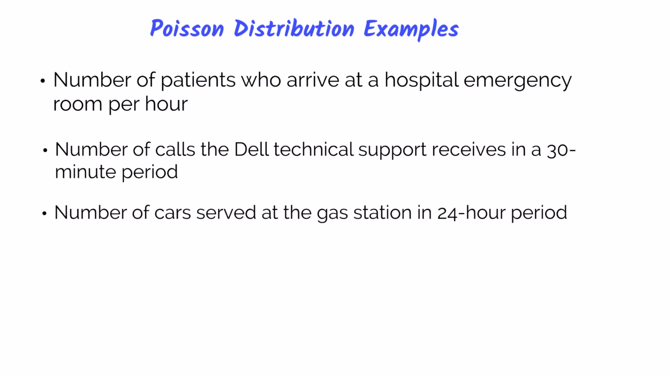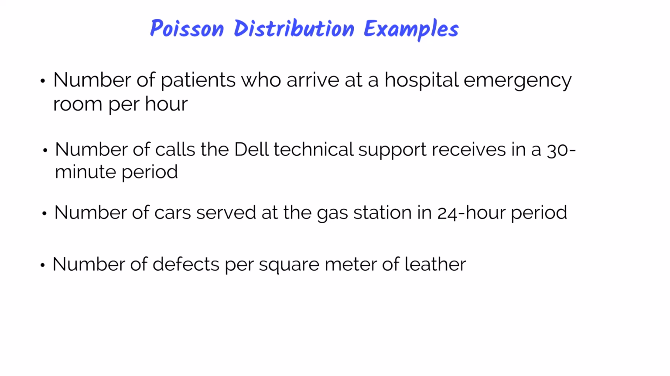Another example will be the number of cars served at a gas station in a 24-hour period. In this example, our segment is 24 hours. The segment can be anything really, but we have to identify it in the story. In this example, it might be useful to know how many pumps we need at the gas station, staffing again, or how much gas we need to have on hand. Another instance is the number of defects per square meter of leather. If we think about raw material like leather, we can estimate the probability of defects that you're going to see on the raw material.